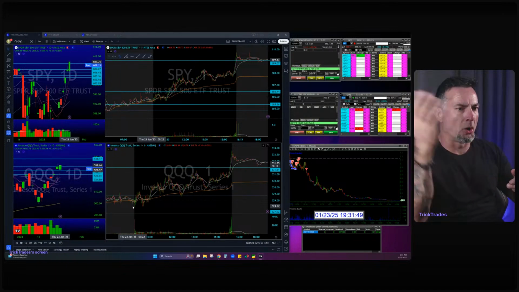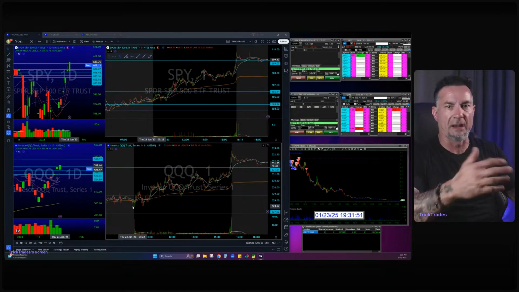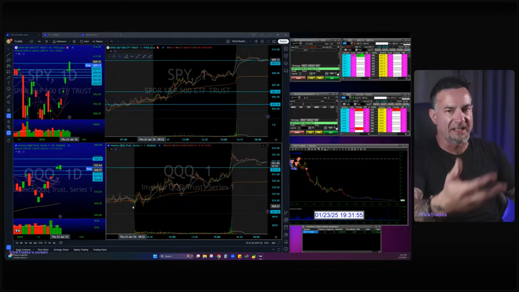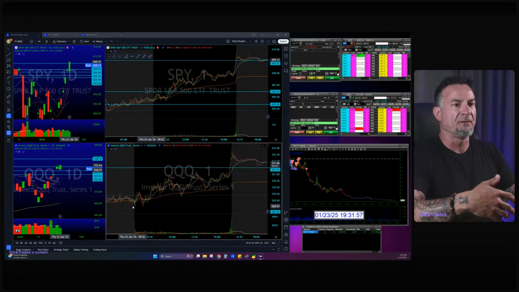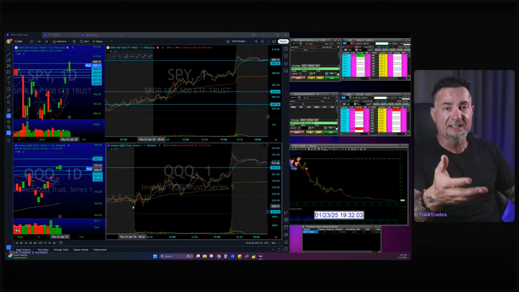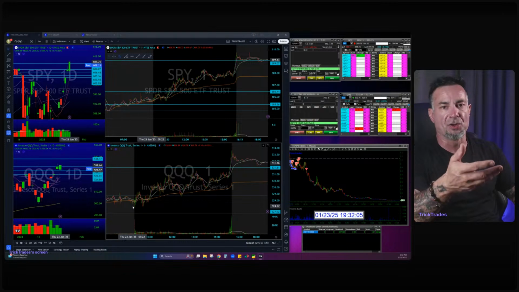Instead of just going all in, full size position right off the hop without even knowing what the market's going to do yet. Because the market does reveal itself. It gives you very, very clear cues with price action, which is going to determine what it's going to do.